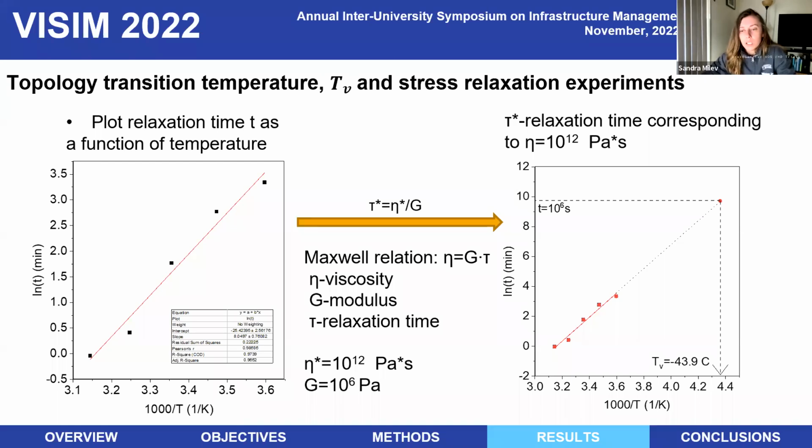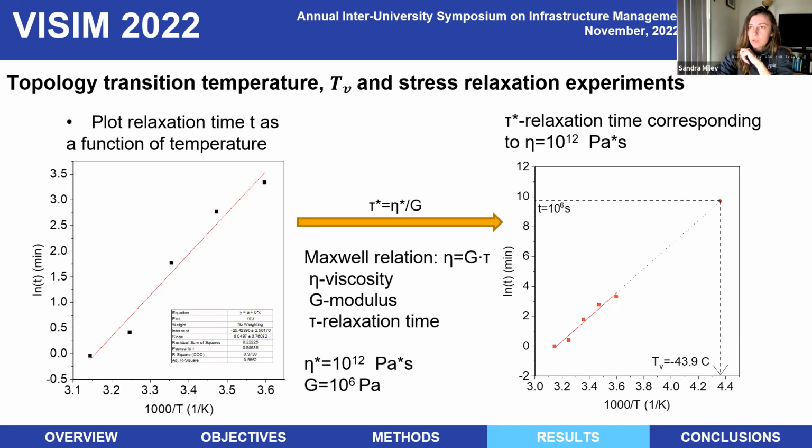After doing these stress relaxation experiments at different temperatures, the plot that shows the dependence of relaxation time on temperature was prepared, and then a line was fitted to the data. This method implies a conventionally assigned viscosity value of 10 to the 12 pascal-seconds to describe the transition from solid to liquid of the polymer. And using this Maxwell relationship between viscosity and relaxation time, we were able to extrapolate this Tv temperature to be minus 44 degrees Celsius.